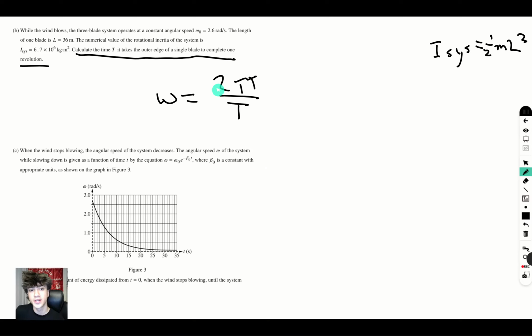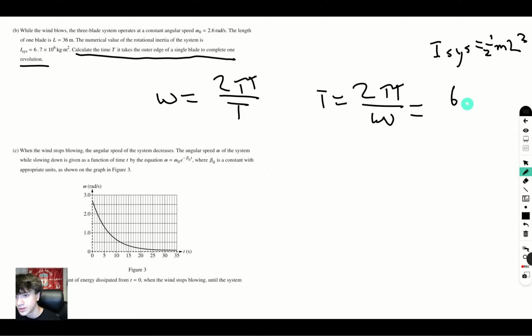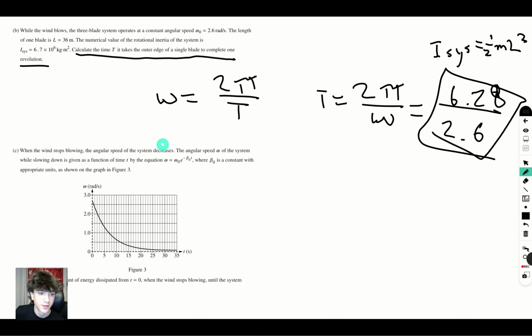So let's rearrange this to get it in terms of t. We will get t is equal to 2 pi over omega. I'm just going to leave it as this, but if you plug it into your calculator, 2 pi is somewhere around 6.28. We're given that omega is 2.6, and when you plug this in, you will get your exact answer. Let's take a look at C.